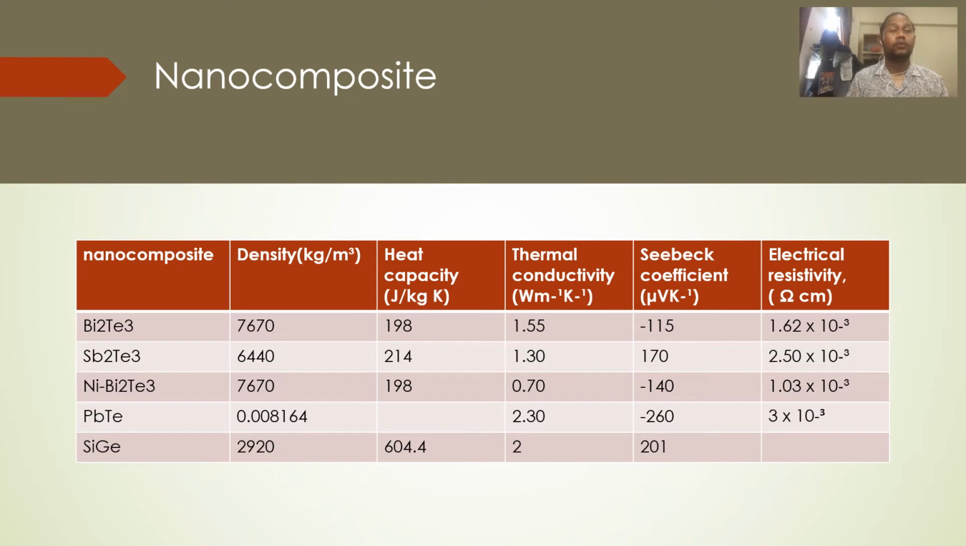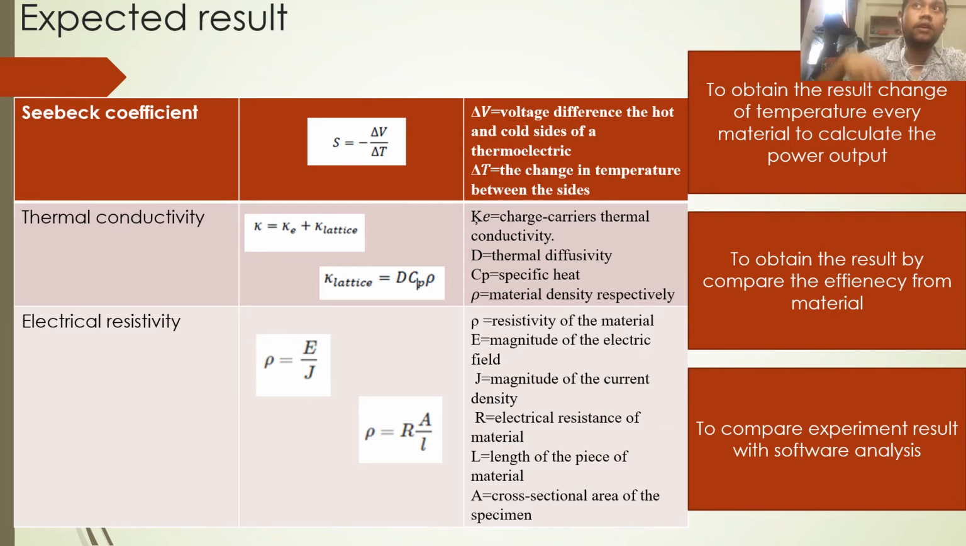This is the nanocomposite that I use for the simulation, because we need the density, heat capacity and thermal conductivity to include in ANSYS so that ANSYS can read them. For the expected result, in ANSYS I can get the different temperature, and from that result we can compare to get the efficiency of the material, and I can compare the experiment result with the software analysis. From the software analysis, we have all the data we need.